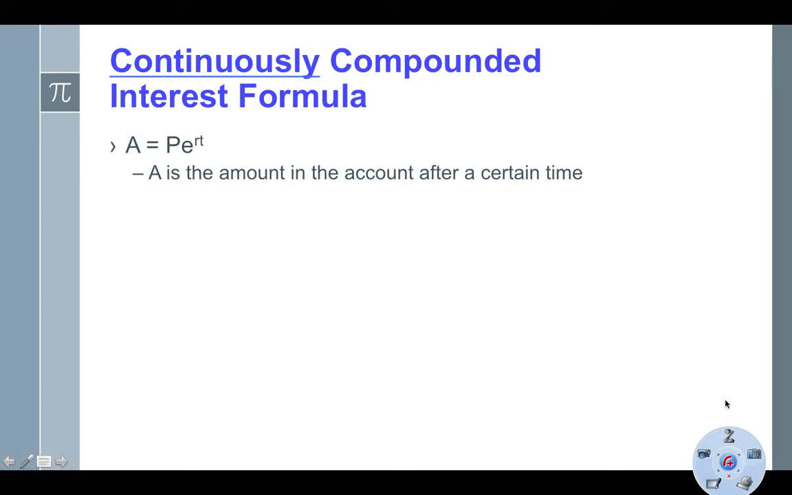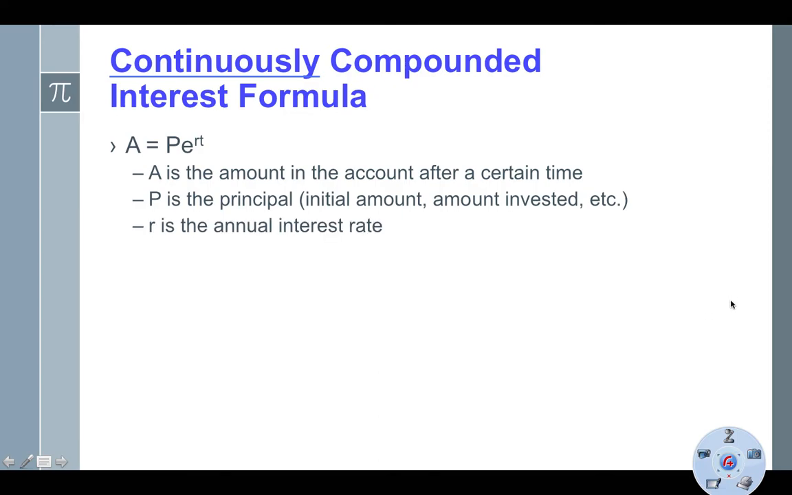A, we'll get to P in a second. A is the amount in your account, or the amount that you've received, or the amount that you are worth now after a certain amount of time. P is what we call the principal, but in the function notation, as we've learned earlier, it's also the initial amount. It's the amount you have invested or the amount you started with. But with the terminology, we use the word principal. e is that number that we looked at on the last slide. r is the annual interest rate.